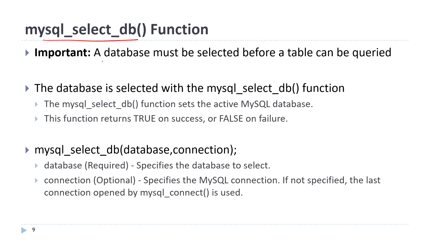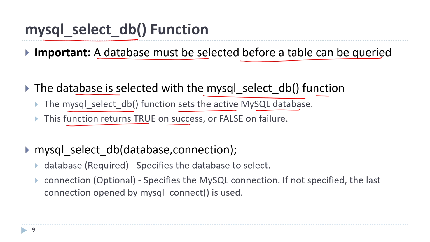So, in that regard, a database must be selected before a table can be queried. Okay, it's very important. After the connection, you have to select a database. The selection of the database is done with the help of the mysql_select_db function, which determines which database is to be selected. This function sets the active MySQL database. So, using the connection, it will find that this database is there and make it the active database. The function will return true on success, if it finds that there is a database like this and it can make it active, or it will return false on failure. If it says, I have no database like this, it will return false.